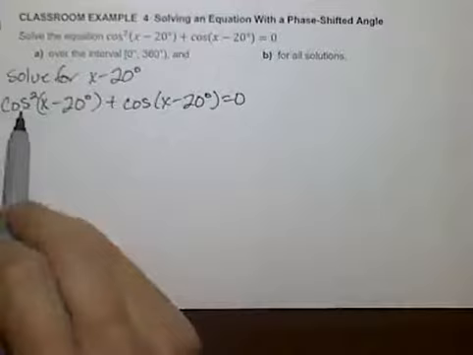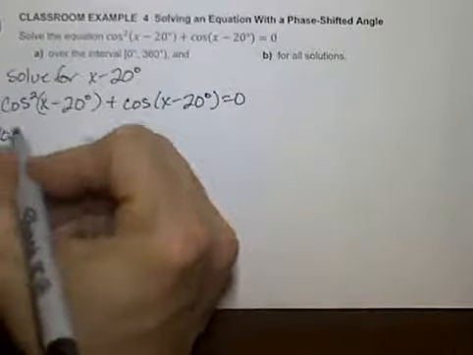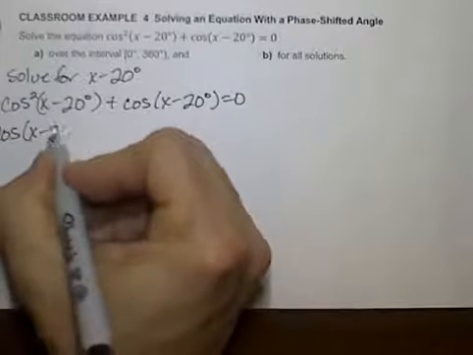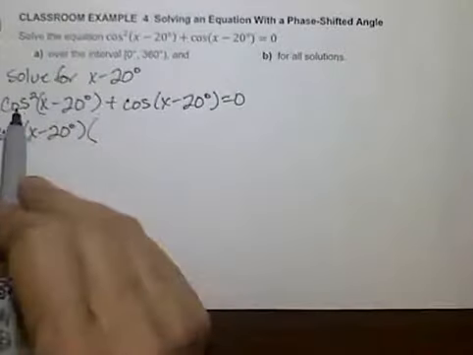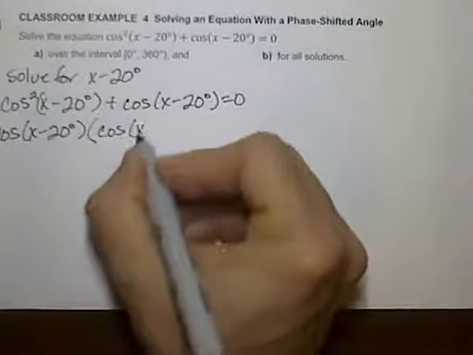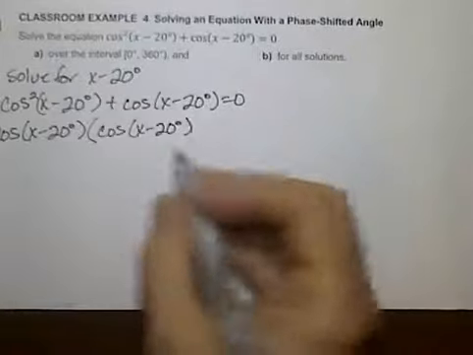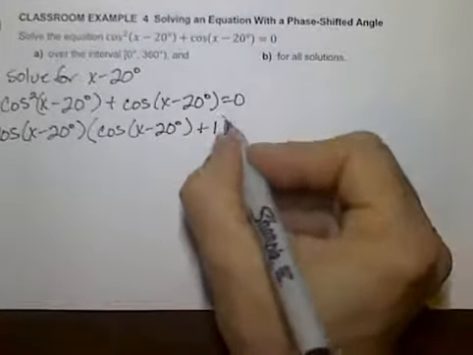In this one, because we've got a cosine squared here and a cosine here, that means we can factor out the cosine of x minus 20. What we have left when we do that, we took out one of our cosines, so we still have a cosine of x minus 20 degrees here. And then here we took out everything that was here, so we have a plus 1.